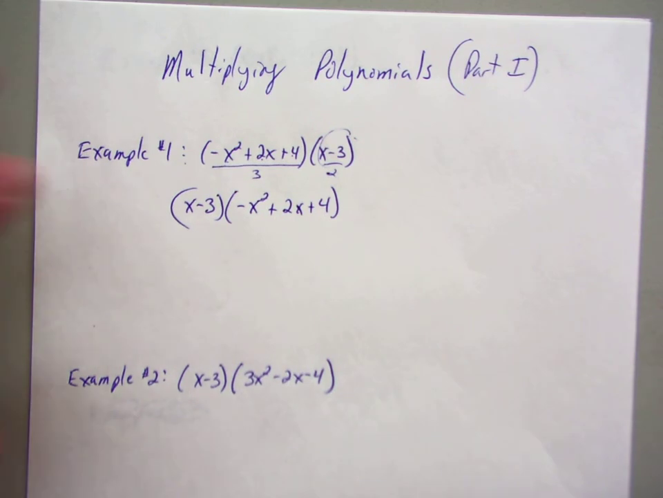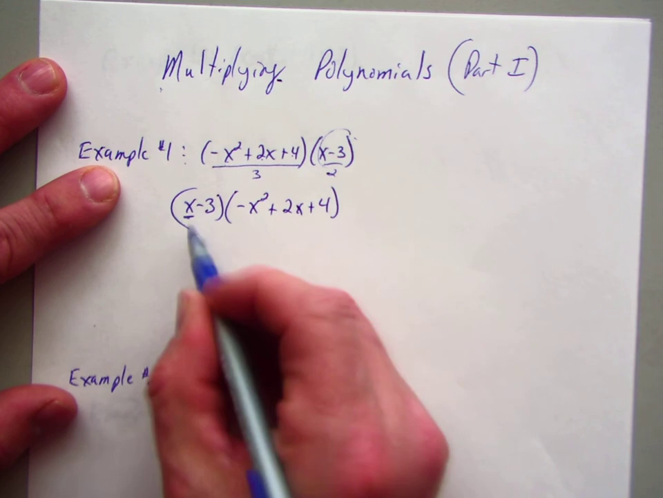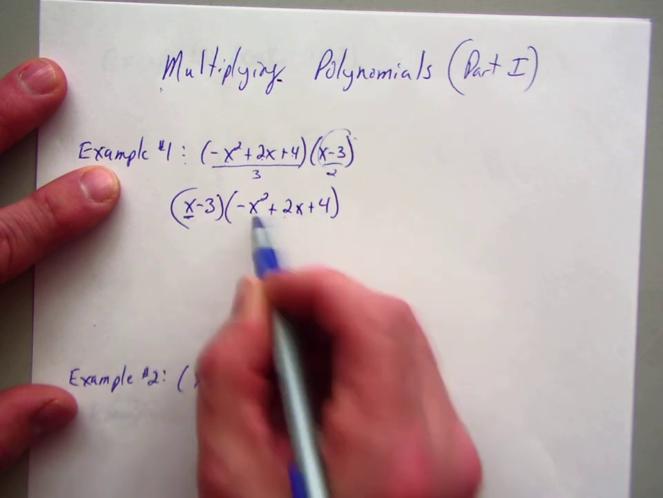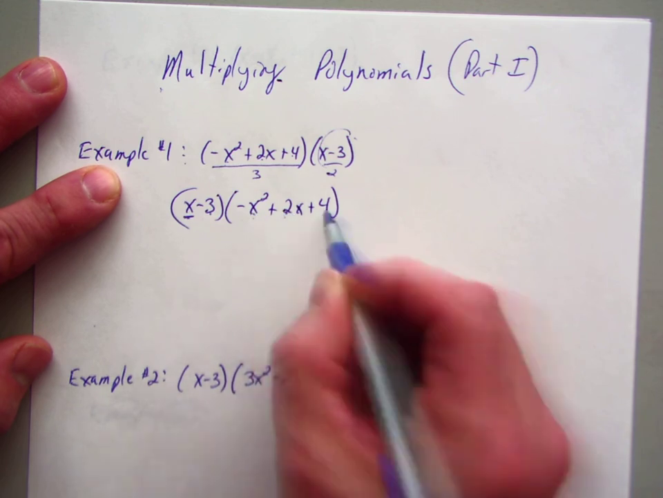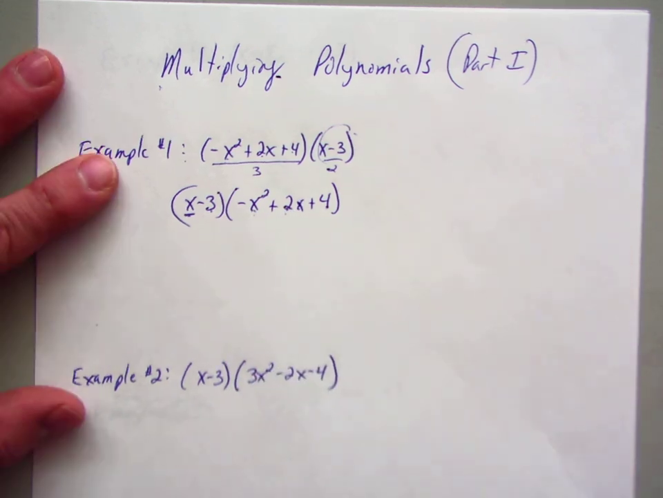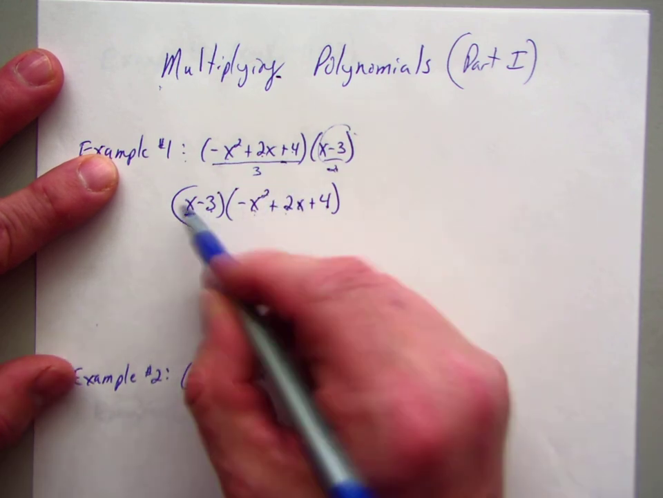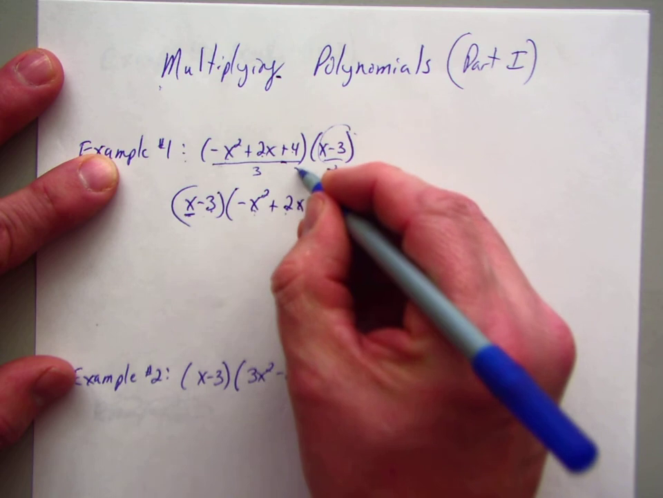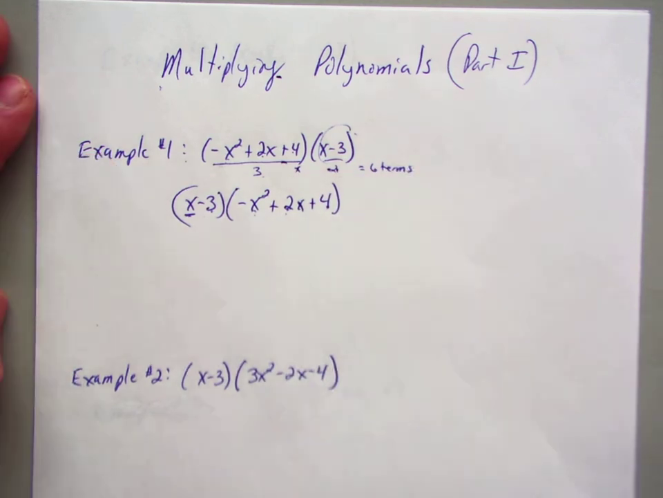What we're going to do here is distribute. Distribute means multiply. I'm going to take this x and multiply by every single term in here. Then I'm going to take the negative 3 and multiply every single term in here. To give me an indication if I did it correctly: if there are 3 terms here and 2 terms, when I multiply everything through, 3 times 2, I should get 6 terms. If I get 6 terms, it's a good indication that at least I did something right.